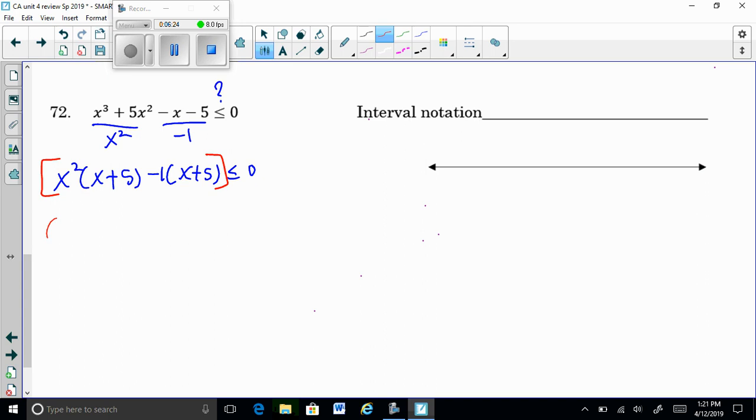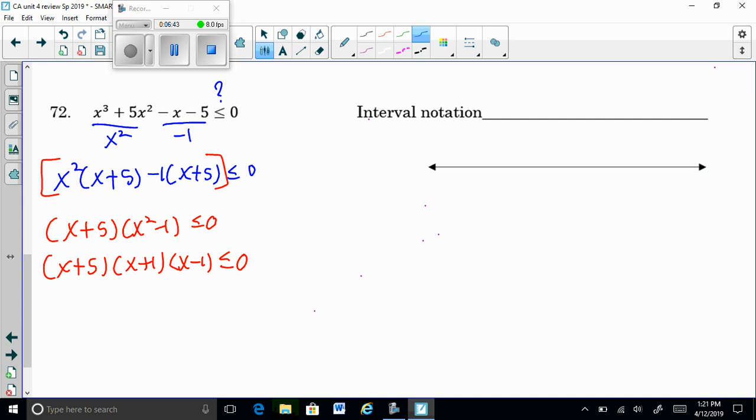Then we'll factor out the x plus 5. And then we have x squared minus 1, which is the difference of 2 squares. So we can factor that. So we get x plus 1, x minus 1. So this particular inequality has 3 times when it will equal 0. And we want to figure out when it's less than or equal to 0. So all those points will actually be part of my solution set.